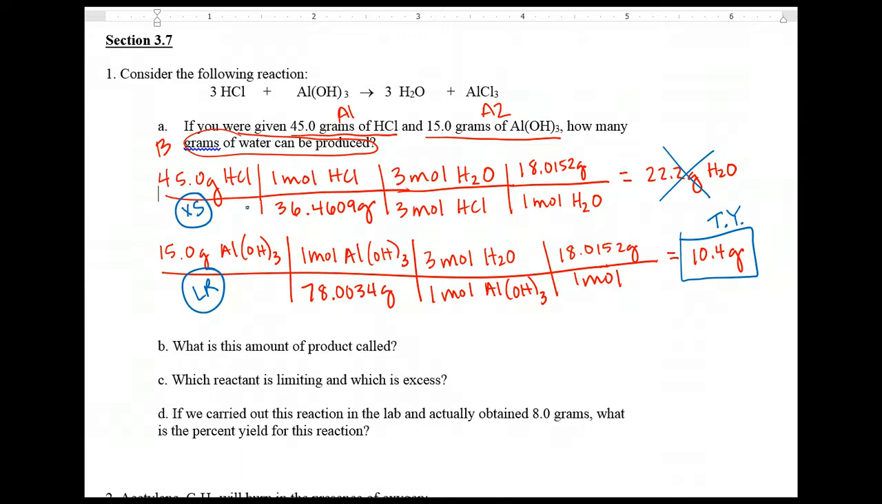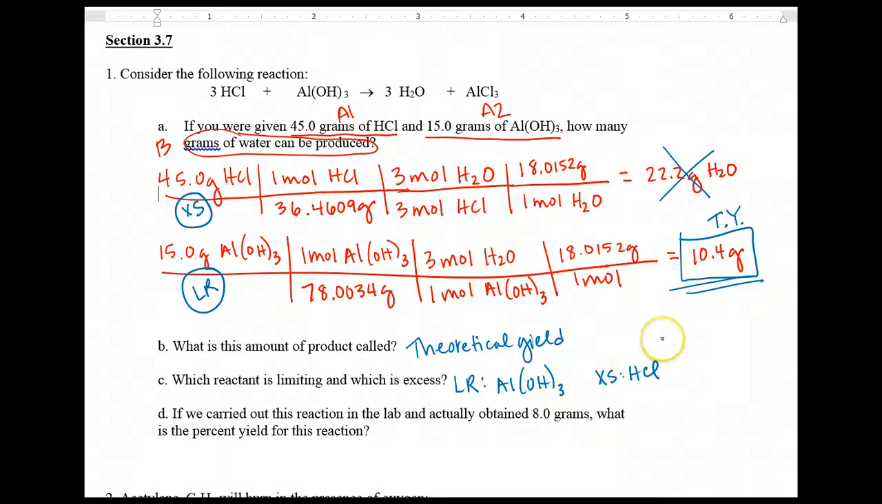So if we answer the other questions with question 1. Letter B, well first of all for letter A, the question originally was how many grams of water can be produced. We've already answered that, 10.4 grams. B, what is this amount of product called? It is called theoretical yield. Which reactant is limiting and which is excess? We've identified those. Our limiting reactant is aluminum hydroxide, and our excess reactant is hydrochloric acid.